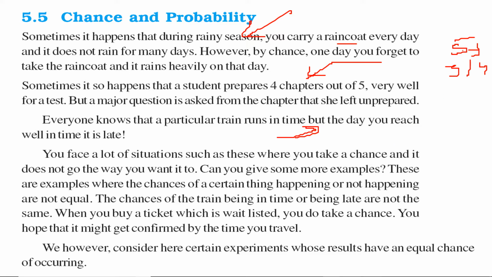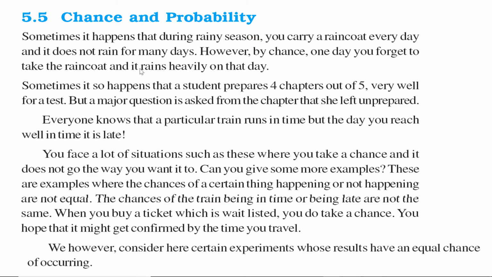Even if you prepare 5 of 5, it is possible that the teacher may give you a question which you may not be able to solve. You are on time, but the train may not come. So these are all chances. But we are discussing here that there are certain experiments whose results have an equal chance of occurring.